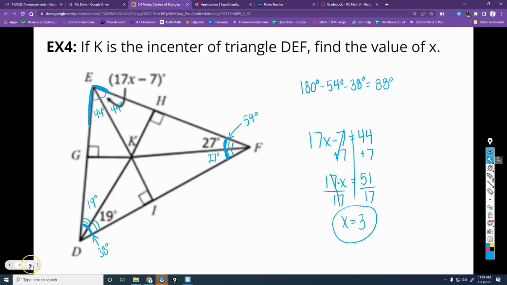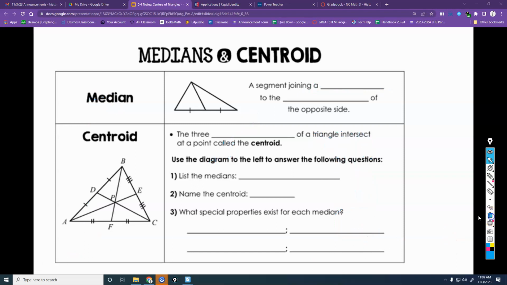All right, we got 2 more types of centers that we got to look at. All right, this line right here on this triangle is called a median. A median is a segment joining a vertex to the midpoint of the opposite side. So this line right here that goes from the vertex to the middle of the other side is called a median.